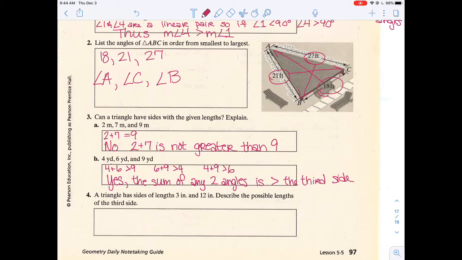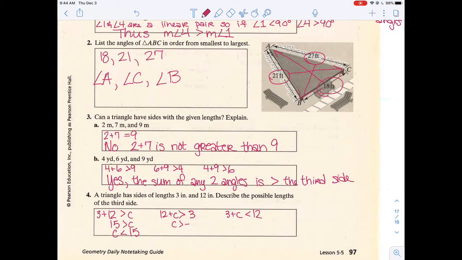And number 4. A triangle has sides of length 3 inches and 12 inches. Describe the possible lengths for the other side. So 3 plus 12 has to be greater than the third side, C. 12 plus C has to be greater than 3. And 3 plus C has to be greater than 12. And I just picked C, just random. So this is 15 is greater than C. So C has to be less than 15.